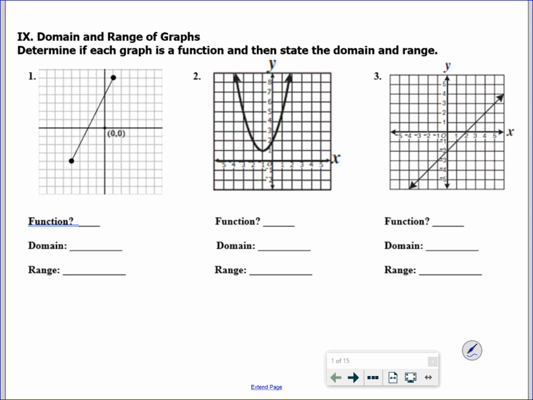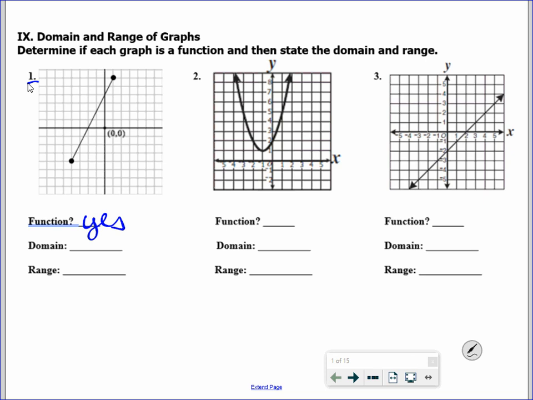So we're into section 9 now. Determine the domain and range of the graphs. Determine if each graph is a function, and then state the domain and range. So let's start with number 1. Number 1, the question is, is it a function? Yes, it is. If we draw a vertical line anywhere through the graph, it never intersects more than once. So that is a function.